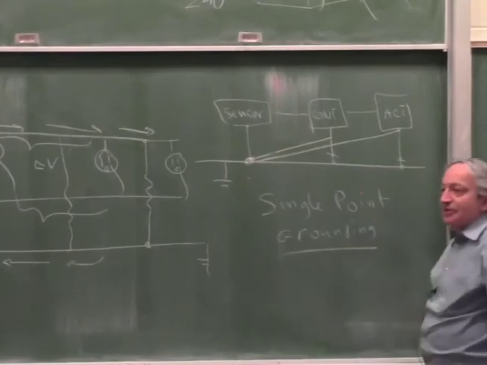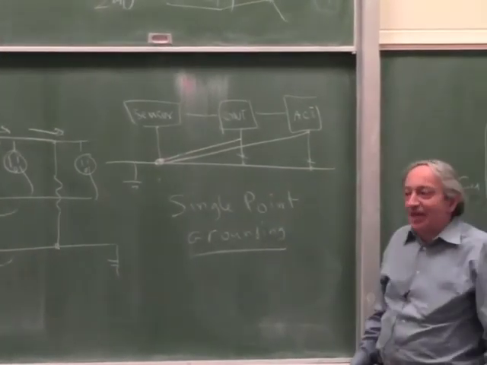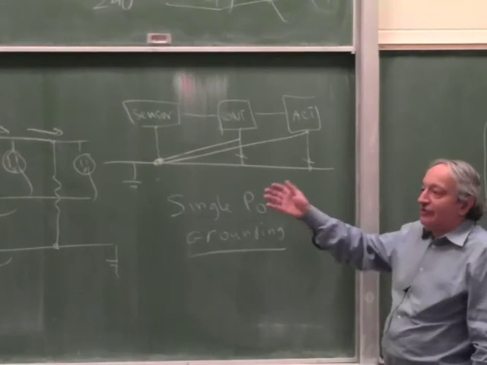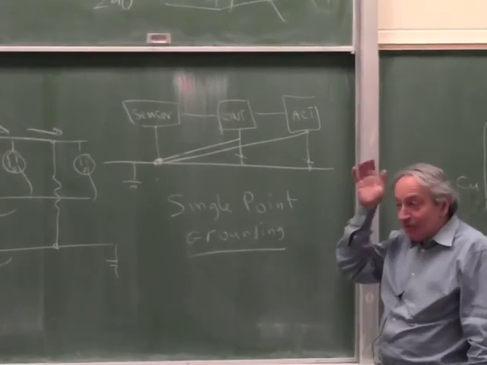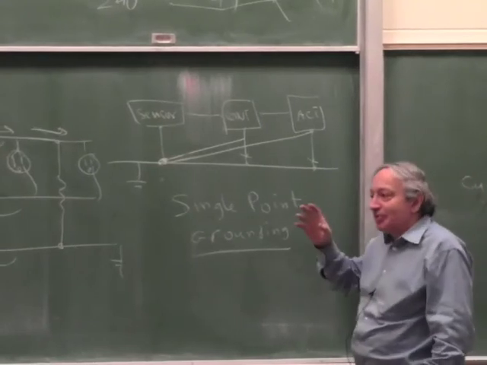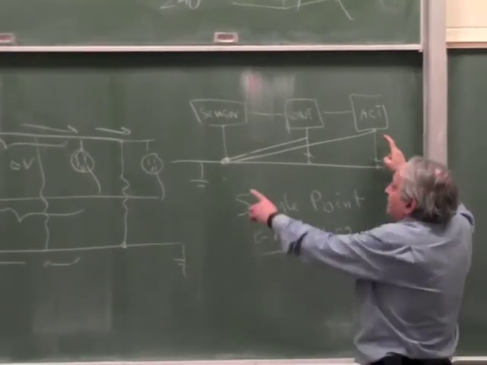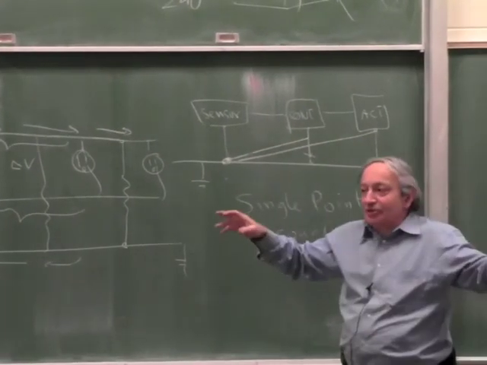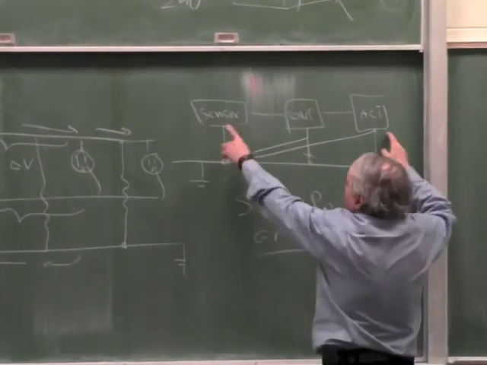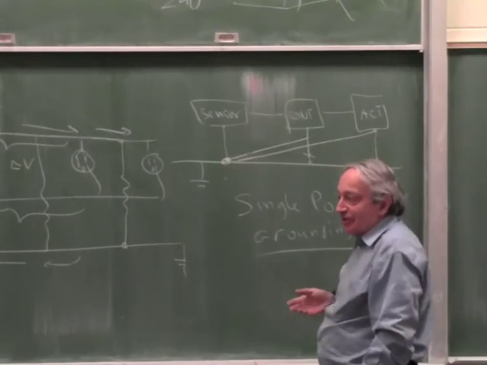Okay? But there's a catch. So this works well for 50, 60 hertz, maybe up to a kilohertz, or maybe a few kilohertz, depending on the need. But there is a problem here, because these wires can be very long. If you have a sensor and an actuator spread all across the room, these wires, to bring them all to one ground, can be very long.